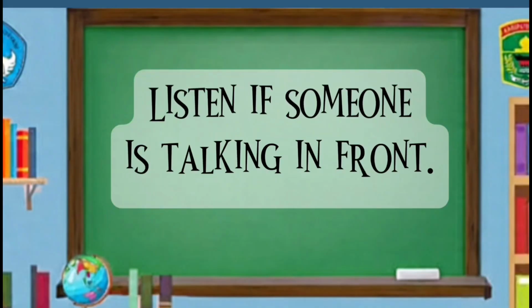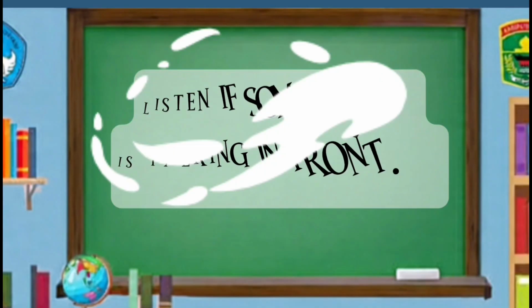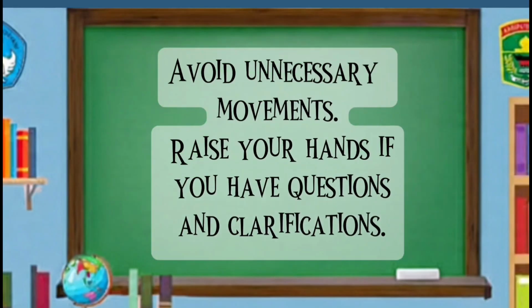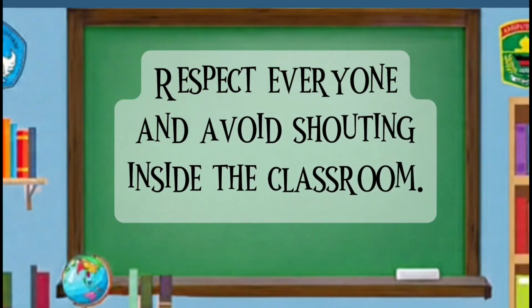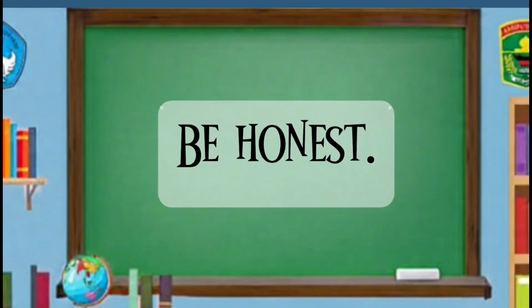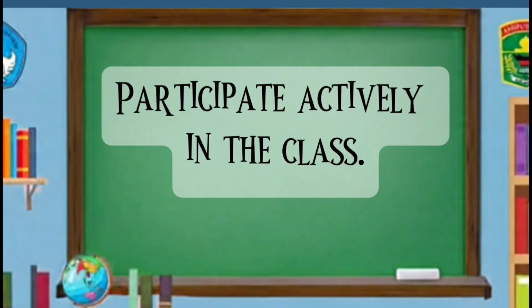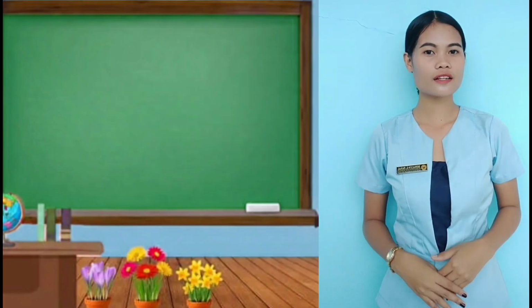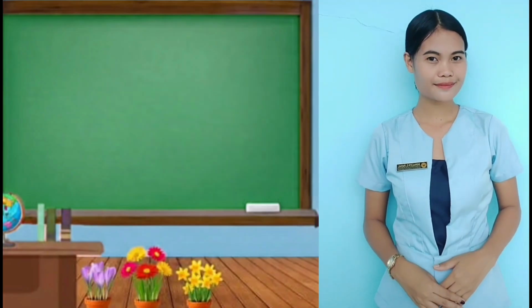First is, listen if someone is talking in front. Second, avoid unnecessary movements. Raise your hands if you have questions and clarifications. Third, respect everyone and avoid shouting inside the classroom. Fourth, be honest. And the last is, participate actively in the class. Are the classroom rules clear?